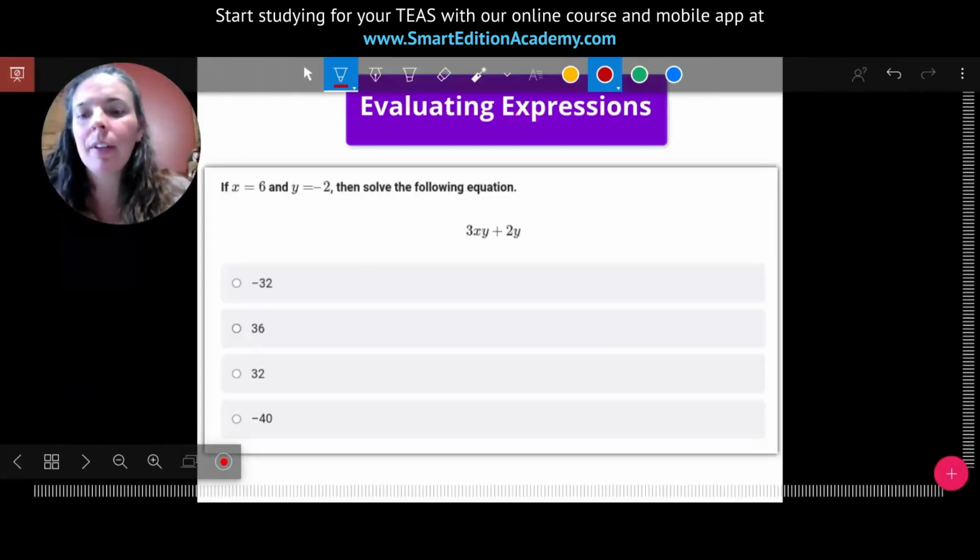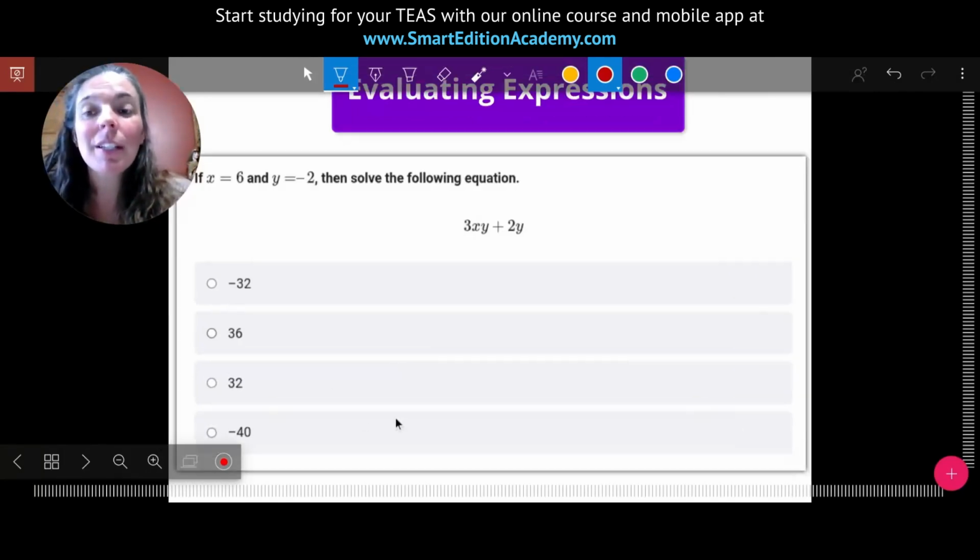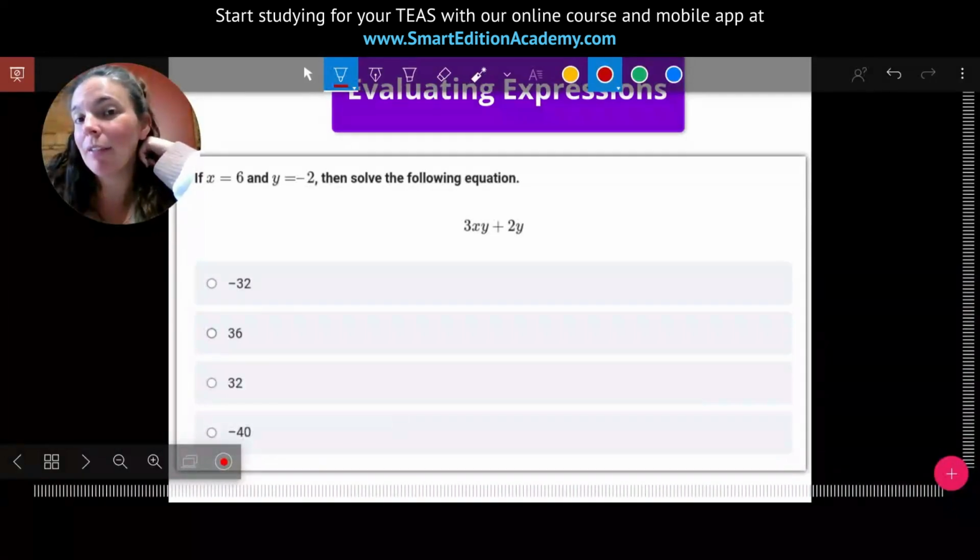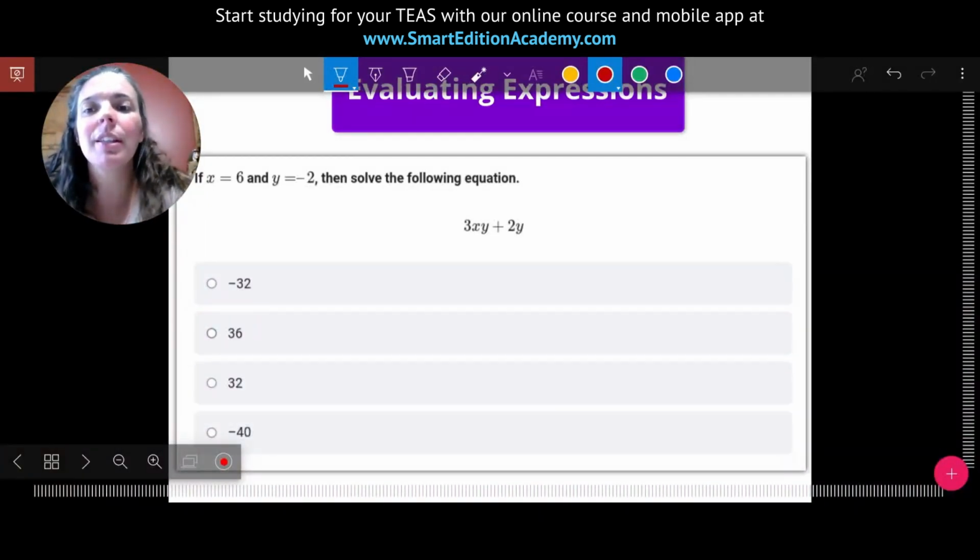All right. Let's do some evaluating of expressions. So evaluating expressions basically just means that we are plugging in values to figure out what the expression is worth. So if x is equal to 6 and y is equal to -2, we need to simplify or evaluate this expression.